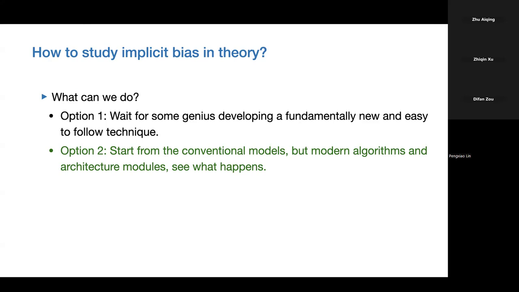And the second option is that, if we really want to get some useful understanding about the models we use in practice, we can just start from the conventional model to see whether we can have some simplification for the empirical models, and then we can find something in the conventional model that can be adapted to the complicated models. And then we can still have something interesting to do. So we will start from the conventional models, but we can use some modern algorithms and modern architecture modules and see what happens. So this is the second option. That is also the motivation of our work.